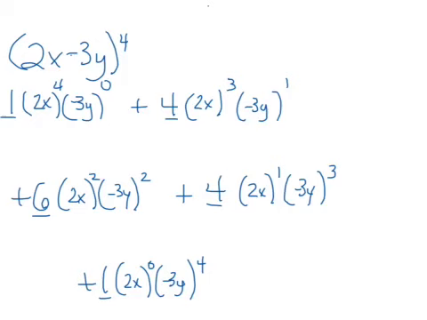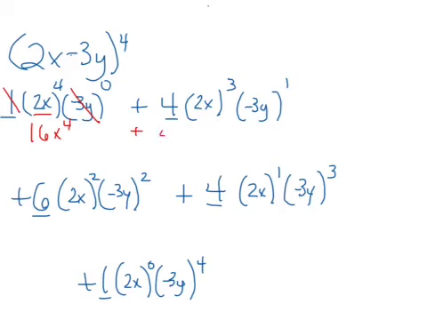Okay, once we have it all set up, at this point it just becomes a matter of simplifying. So the first thing we'll do is simplify the first term. This is 1 times negative 3y to the 0 is 1, leaving us with just 2x to the fourth power. Remember that we do have to raise the 2 and the x both to the fourth power, so we have 16x to the fourth.